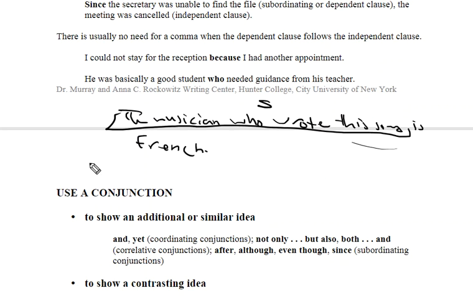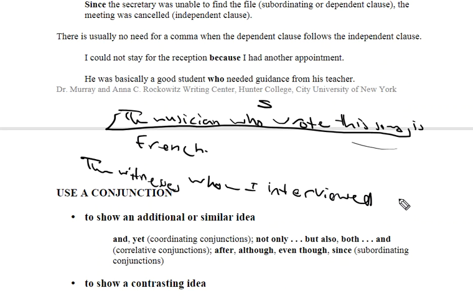Let's see how we can use whom. The witnesses whom I interviewed, like those who received the action of being interviewed, whom I interviewed, gave conflicting evidence. Gave conflicting evidence.